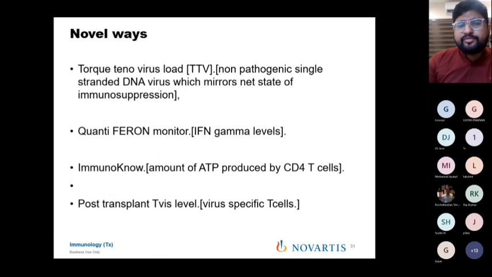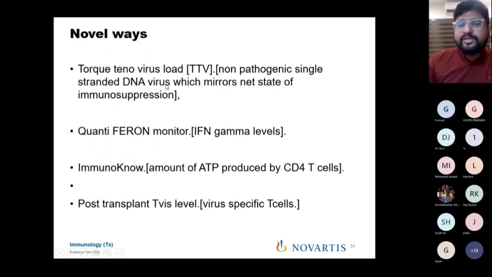There are a lot of novel ways of finding out the problem, to titrate whether this patient will have a chance of infection with that level of immunosuppression. One of the methods is the torque virus load. Since most postgraduates are listening to this talk, I thought this will be an important slide for them even in exams. Torque virus is a non-pathogenic single-stranded DNA virus which mirrors the net state of immunosuppression.